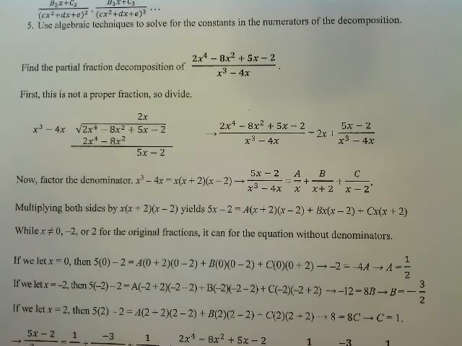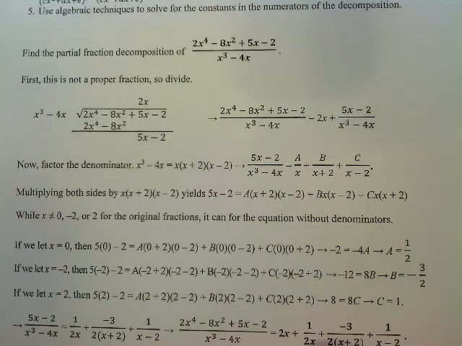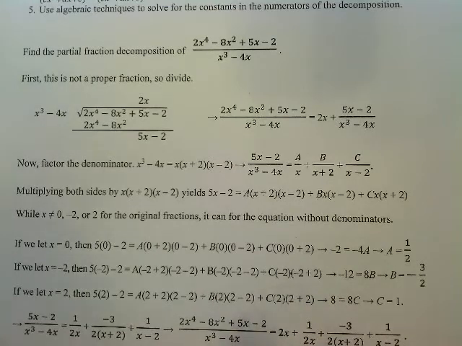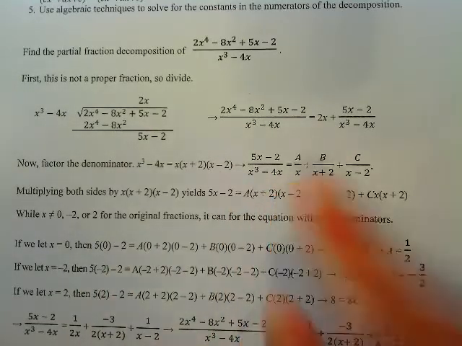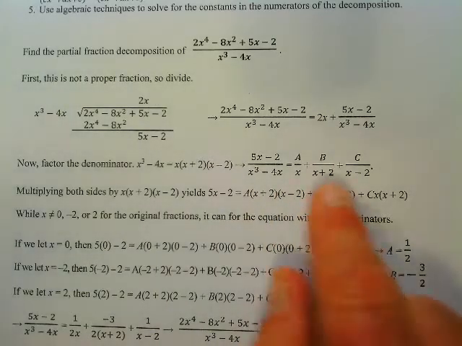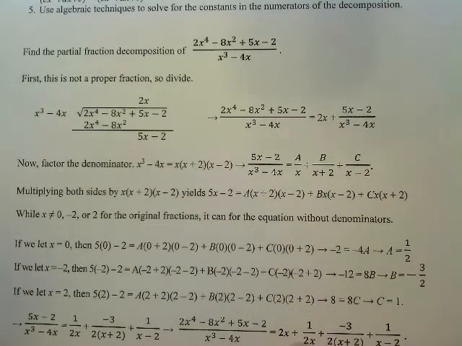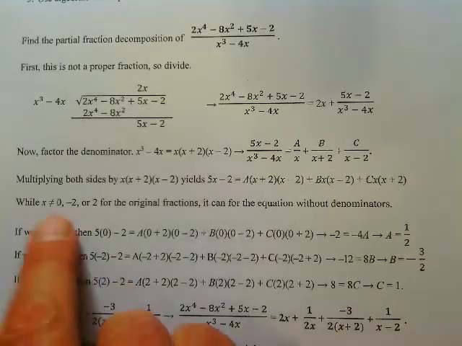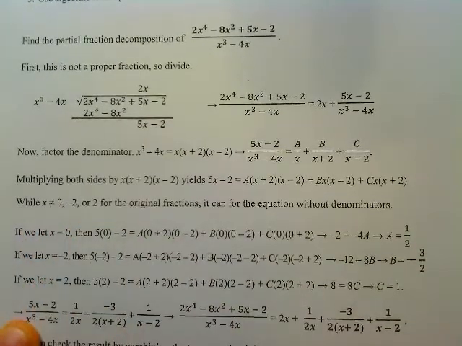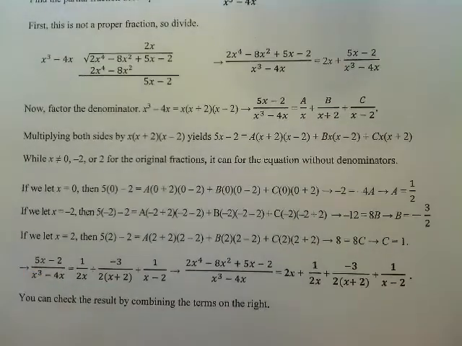Okay, now, while x cannot equal 0, -2, or 2 for the original fractions, because if we put in 0, we'd be dividing by 0, we don't have original fractions anymore, but what we can do is use those numbers, the 0, the -2, and 2, in other words, the ones that would have produced those zeros, we can use them to help us find out what a, b, and c are.